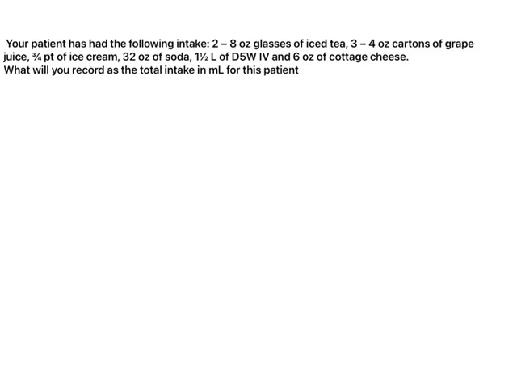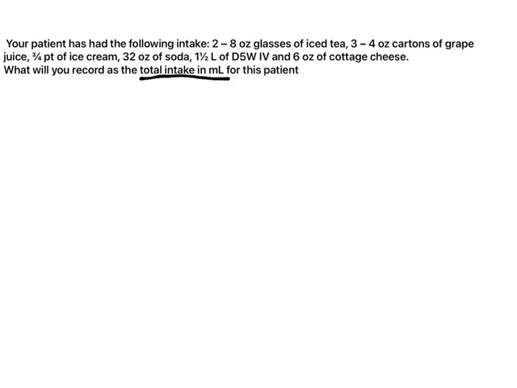So it says your patient had the following intake. They had 2 8-ounce glasses of iced tea. They had 3 4-ounce servings of grape juice. They had 3/4 pint of ice cream, 32 ounces of soda, 1 1/2 liter of D5W IV, and 6 ounces of cottage cheese. So remember, we're looking for mLs, so we got to convert all our intake to mLs.